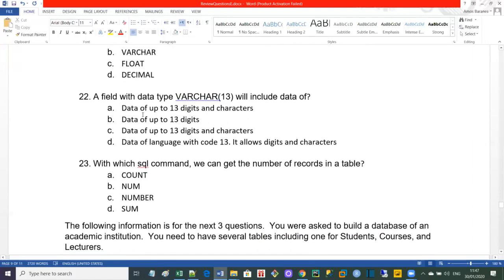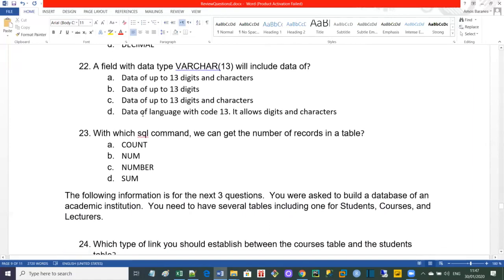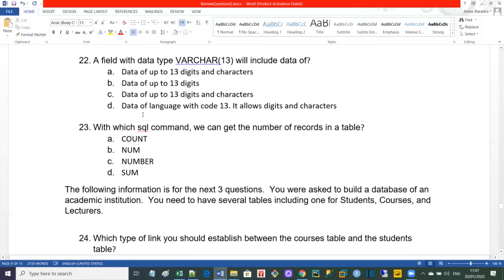Question number 22, just wanted to emphasize that varchar can allow me to define how many characters, the top number of characters that could be in that column. Varchar was designed so that if I have a very big table and I want to save space on the hard disk, and I know that some of the records will have, let's say, 2 characters, some of them 10, and some of them 13, okay?